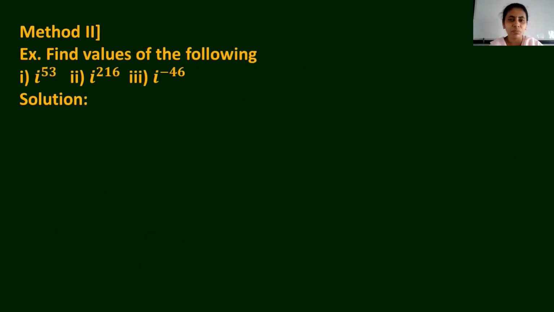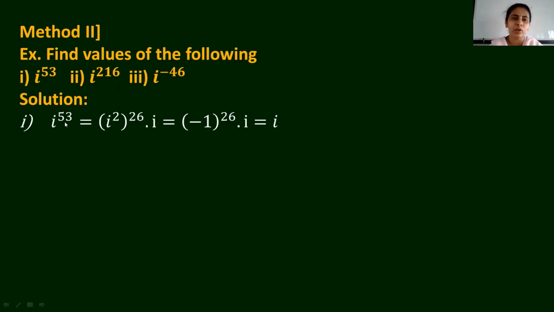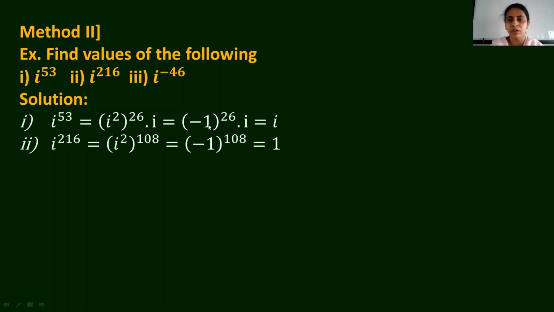So this is the first method, and there is another method to find out powers of i, and that method is like this. We will express i raised to 53 as powers of i square. So (i square) raised to 26 into i. Now we know that i square is -1, so (-1) raised to 26 into i. Now we know that if the power of -1 is even, then the answer is 1, and if the power of -1 is odd, then the answer is -1. So in the first example, -1 raised to 26 has an even power, therefore the answer is 1, and 1 into i is equal to i.